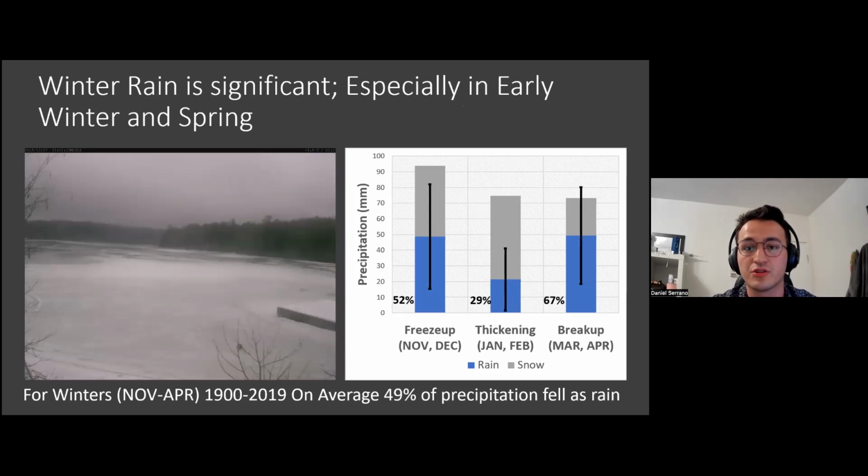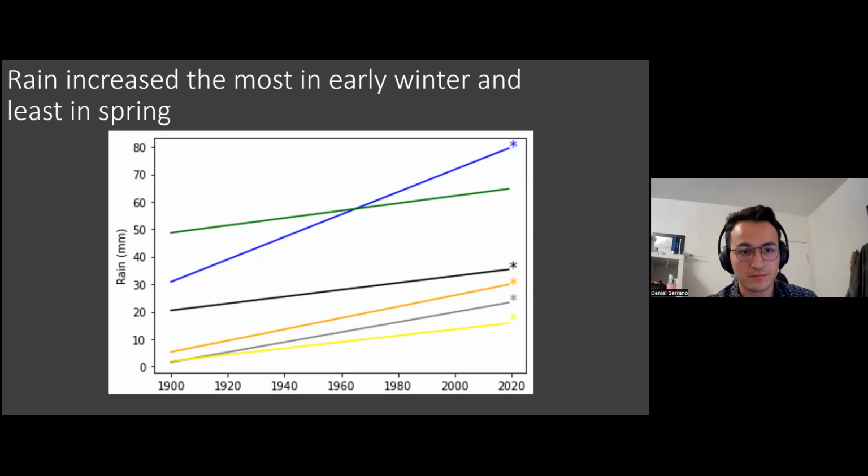Here we see a figure showing the proportions of snow to rain throughout the winter. I split the winter itself into 3 different segments: freeze-up, thickening, and breakup. This is because there's importance to the time before lakes actually freeze. It's been shown that the temperature and weather preceding freeze-up will indicate when freeze-up actually happens. And so we see that throughout the winter, on average about 50% of the precipitation that has fallen over that 100-year span has fallen in the form of rain. So clearly there's quite a bit of rain that falls.